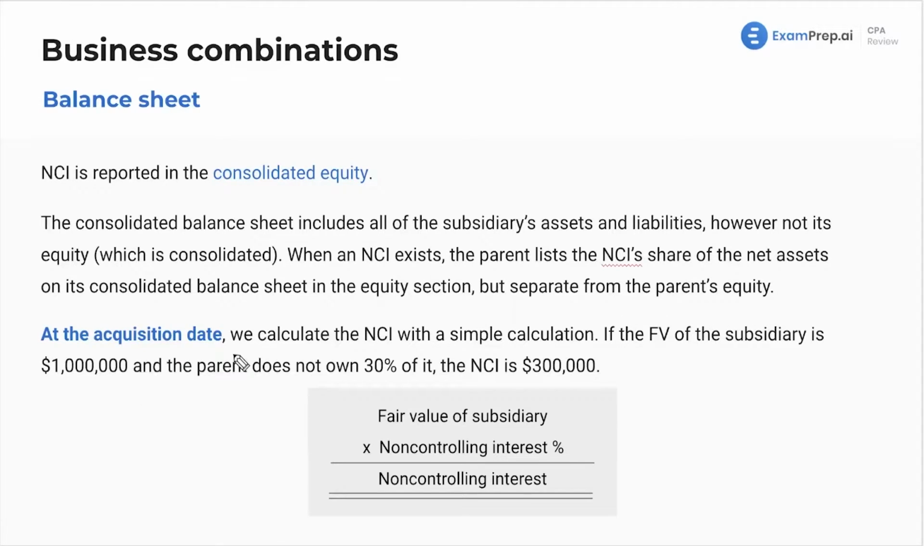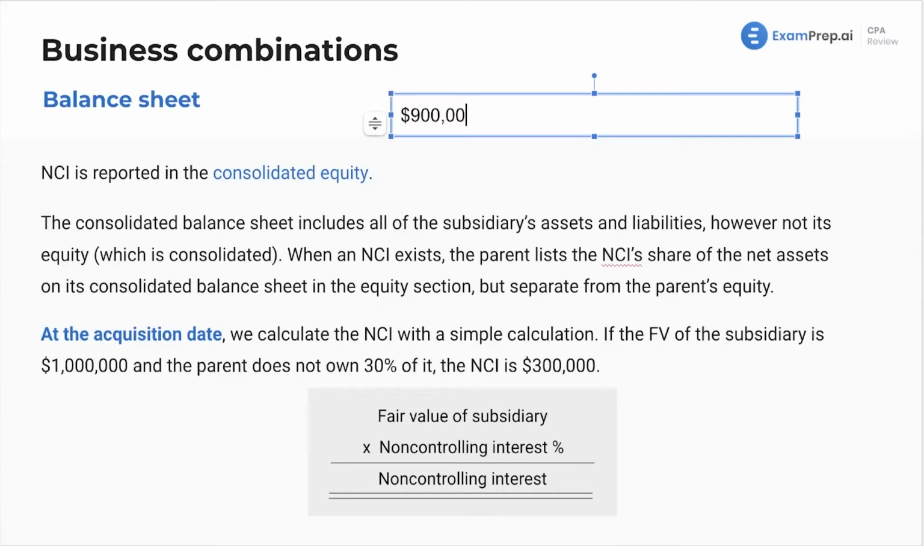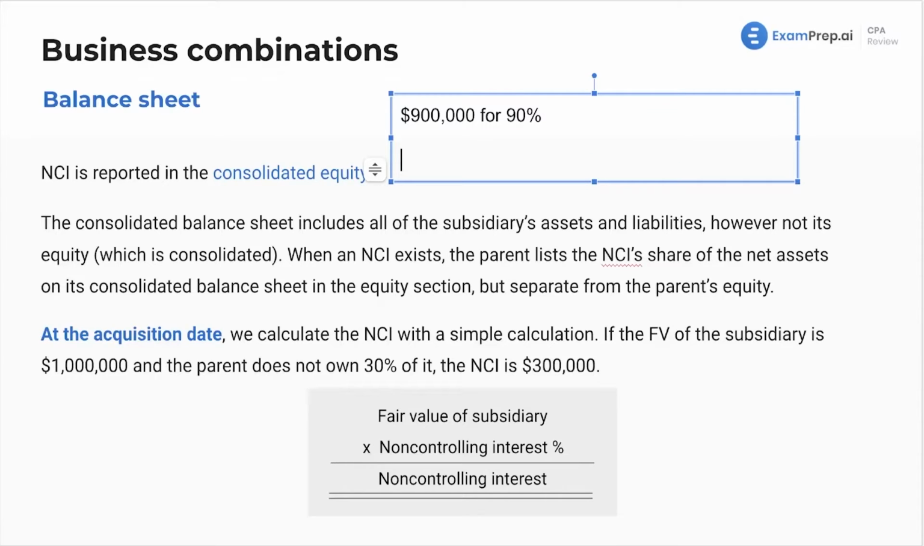At the acquisition date, we calculate the NCI with a simple calculation. If the fair value of the subsidiary is $1,000,000 and the parent does not own 30% of it, the NCI is $300,000. I'm going to show you a super common calculation you'll have to do. Now, it might not give us the fair value of the subsidiary. It might say, we bought $900,000 of a company and we got 90% of it. So we spent $900,000 for 90% of it.